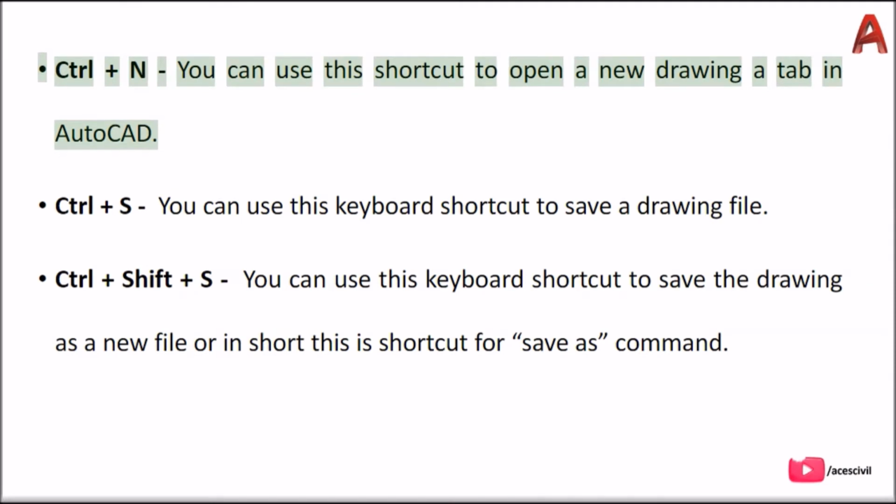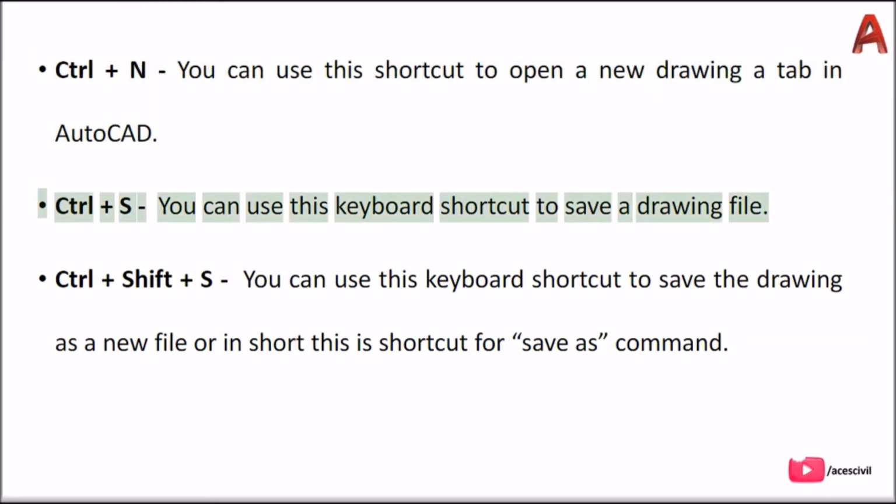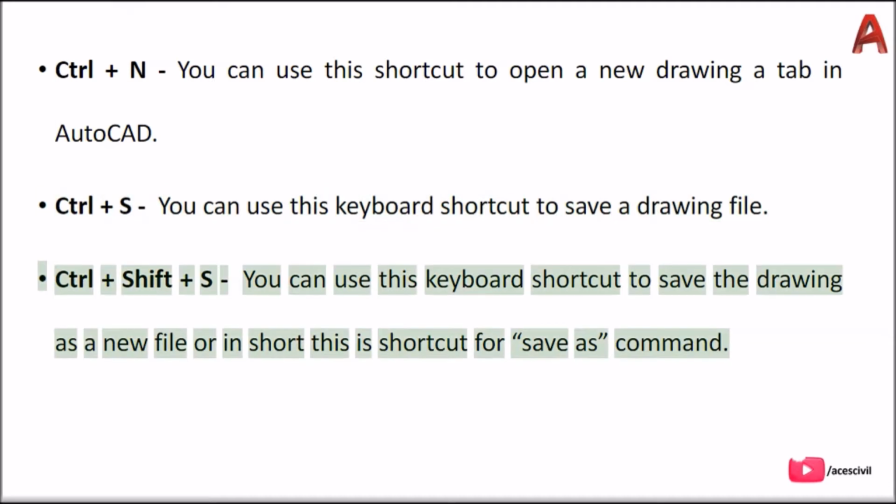Ctrl+N. You can use this shortcut to open a new drawing tab in AutoCAD. Ctrl+S. You can use this keyboard shortcut to save a drawing file. Ctrl+Shift+S. You can use this keyboard shortcut to save the drawing as a new file, or in short this is the shortcut for the Save As command.